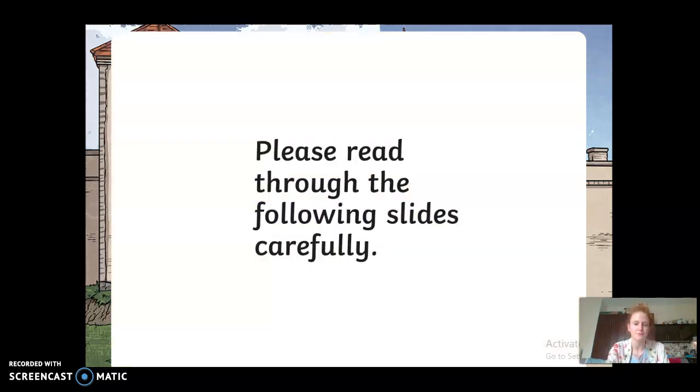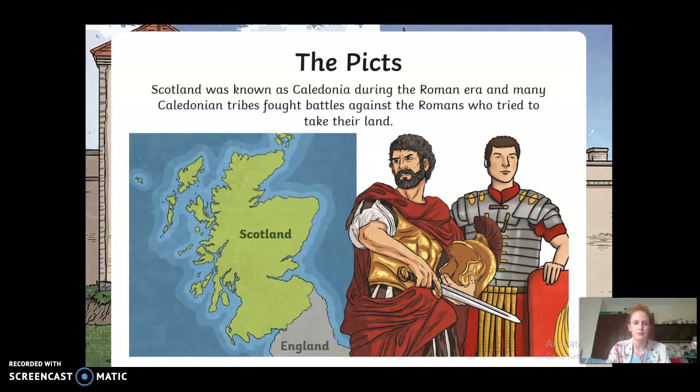All right. Now I am going to read through the slides with a little bit extra instruction so you understand it. Right, the Picts. Scotland. So on this slide, you can see a map of Scotland. So we know that Romans were occupying Britain, and this is basically a part of Britain. Scotland is one of the countries in Britain, and it's the part on top. Scotland was known as Caledonia during the Roman era, and many Caledonian tribes fought battles against the Romans who tried to take their land.